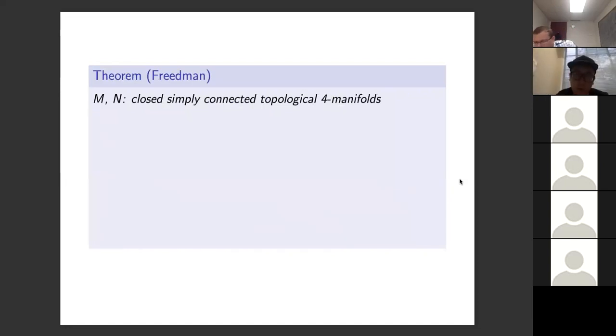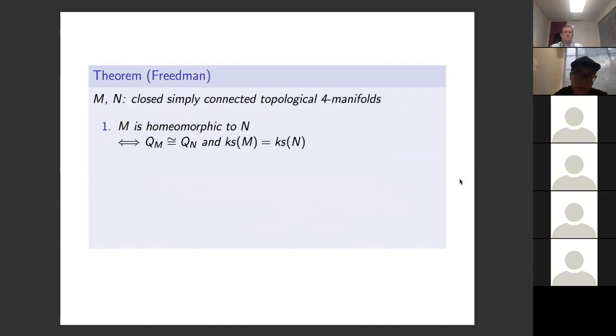The celebrated theorem of Freedman says that if we take two such manifolds, M is homeomorphic to N if and only if they have isomorphic intersection forms and also equal KS invariant. In other words, if we want to tell whether two simply connected topological 4-manifolds are homeomorphic to each other, we can just compute these two invariants. If they're the same, then they are homeomorphic. If they're not, then they're not homeomorphic. So this tells us that these invariants are good enough.